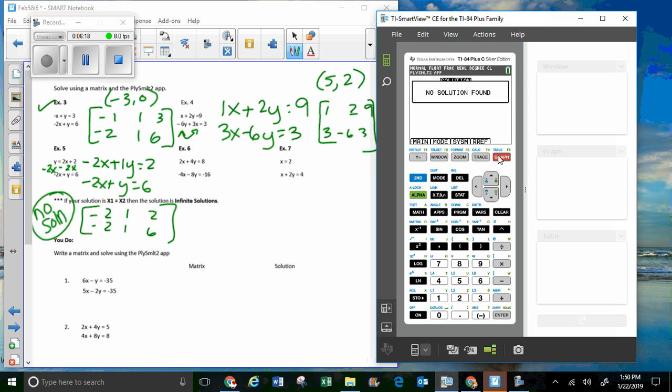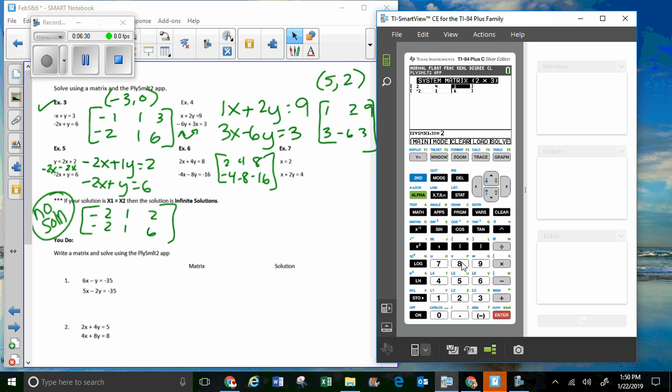Let's try the next one. Already in standard form, so go ahead and write your matrix. Hit zoom, and then type in 2, 4, 8, negative 4, negative 8, negative 8. Solve. Right? 2, 4, 8. Oops. I forgot a negative here.